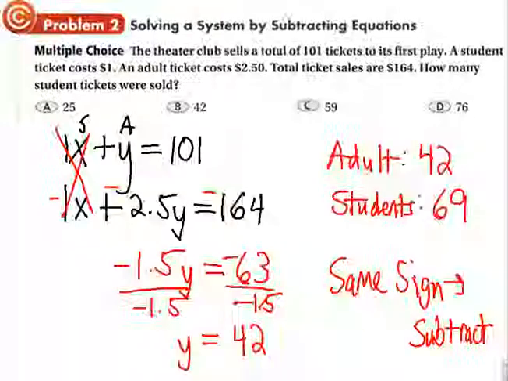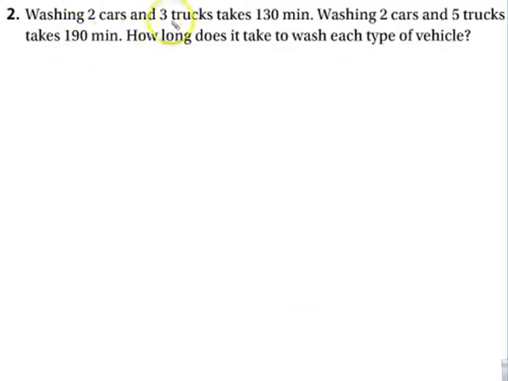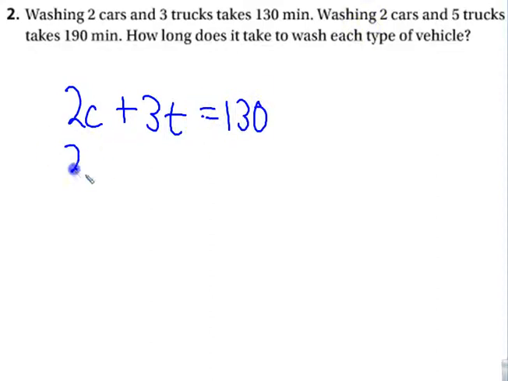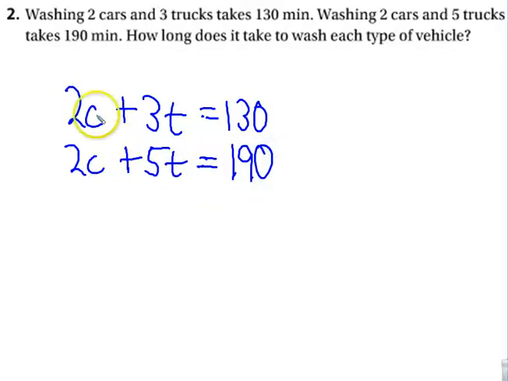Okay. All right. Washing 2 cars and 3 trucks takes 130 minutes. So 2 cars plus 3 trucks equals 130. And 2 cars and 5 trucks equals 190. How long does it take to do a car and a truck? Okay. I want you to go through and solve it. Notice that these two have the same sign. Okay, pause it.